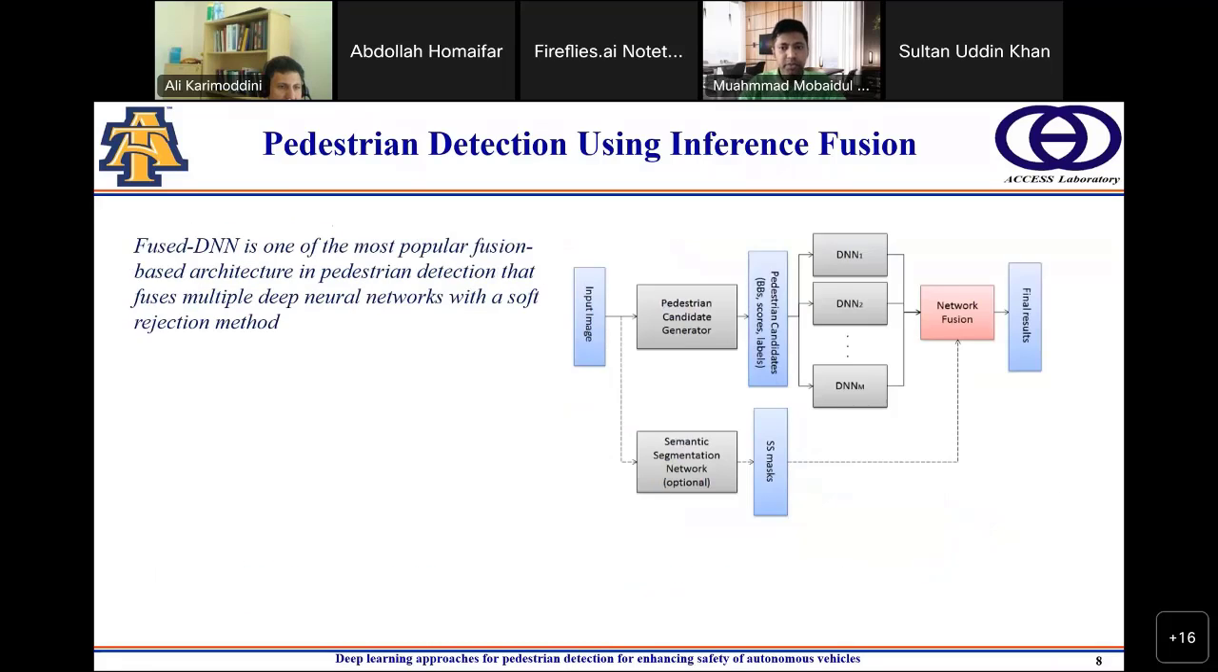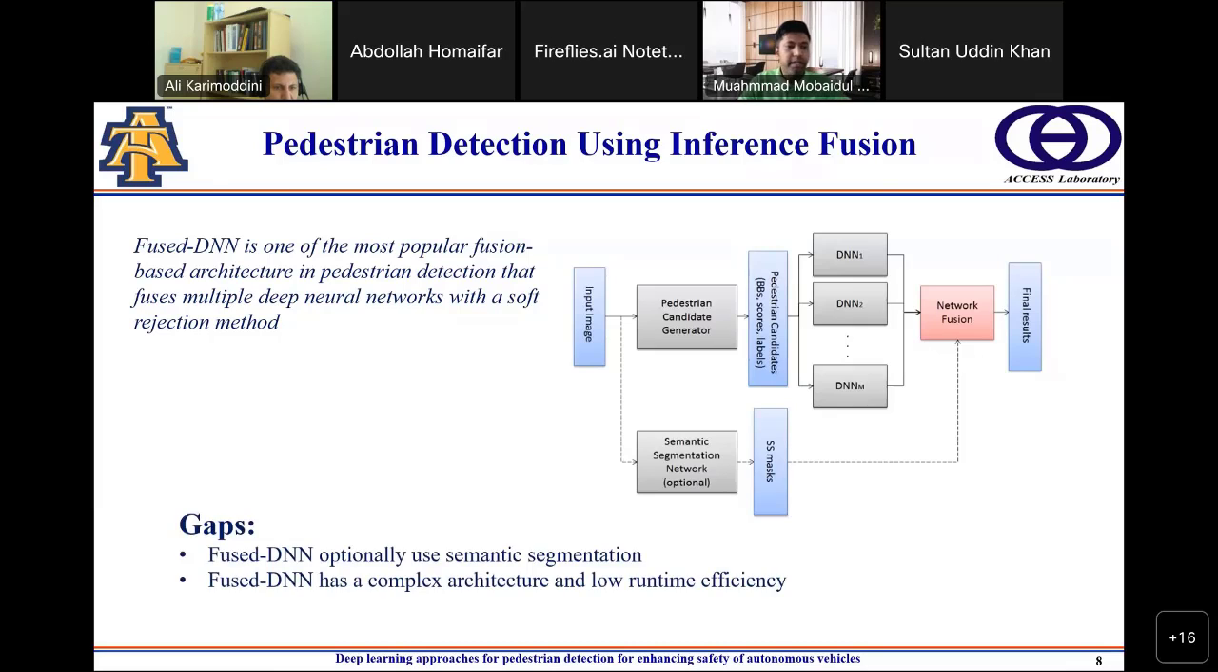Now I'll talk about fused DNN, which is a modular architecture, and it fuses multiple deep neural networks with a soft rejection method to adjust the confidences in the detection results, and optionally uses a semantic segmentation network to improve the detection accuracy. More specifically, this method is a two-stage fusion approach in which initially multiple deep neural networks are fused to generate candidate pedestrian proposals, followed by an optional semantic segmentation network which rejects false proposals.